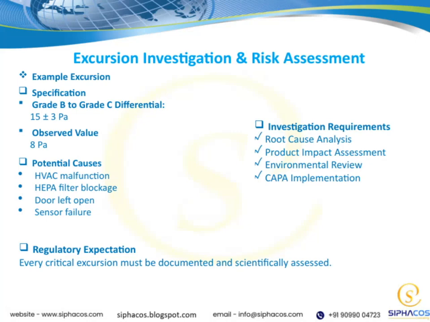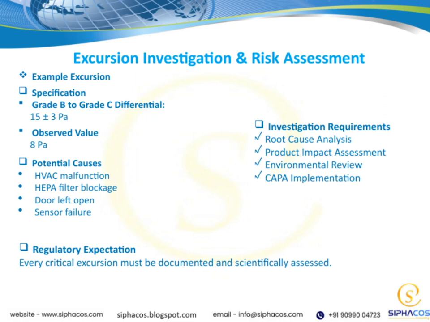When something critical goes off track, regulations expect us to document it thoroughly and assess it scientifically. That means digging deep with a root cause analysis, checking how the product might be affected, reviewing the environment, and putting corrective actions in place. Here's an example. A pressure differential between Grade B and Grade C should be around 15 pascals, plus or minus 3, but we observed just 8. Possible causes: HVAC issues, a blocked HEPA filter, an open door, or maybe a sensor glitch.